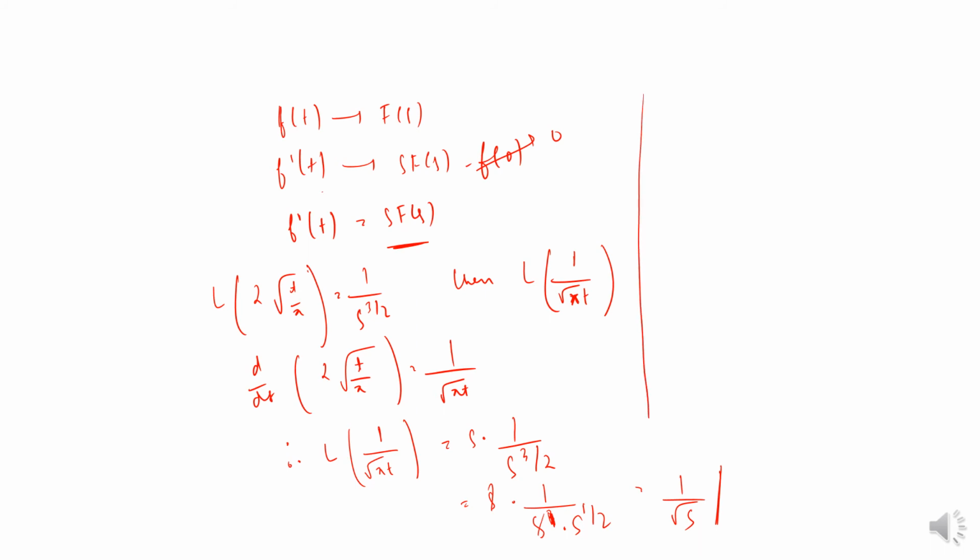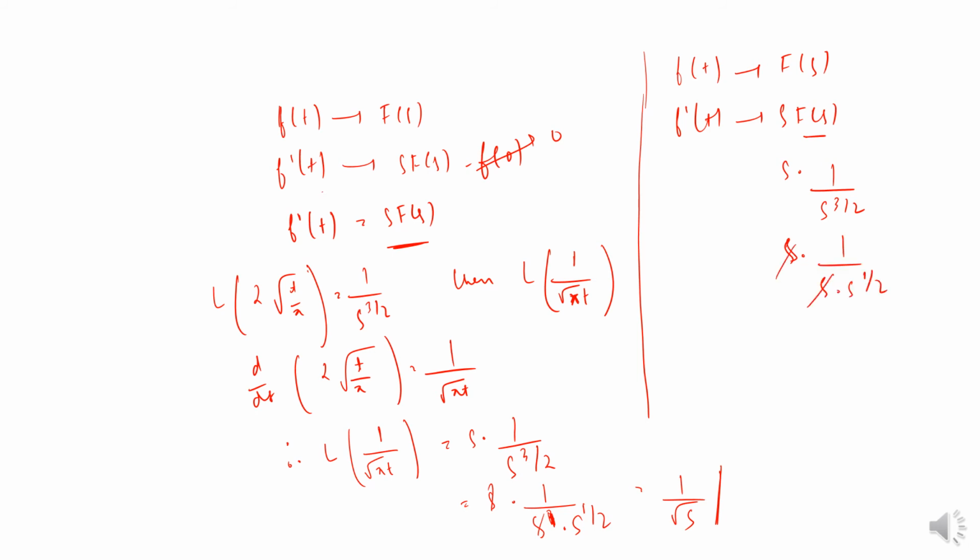So here, as in the property, f of t gets transformed to F of s, f dash of t gets transformed to s into F of s minus f of 0, and here f of 0 is 0. What is F of s? F of s is nothing but this, 1 by s power 3 by 2. This s power 3 by 2 can be written as s into s power 1 by 2. Correct? So this gets cancelled, therefore 1 by root s. So this is the answer. I hope this is understood.